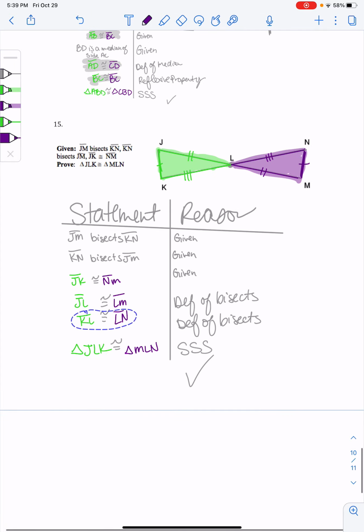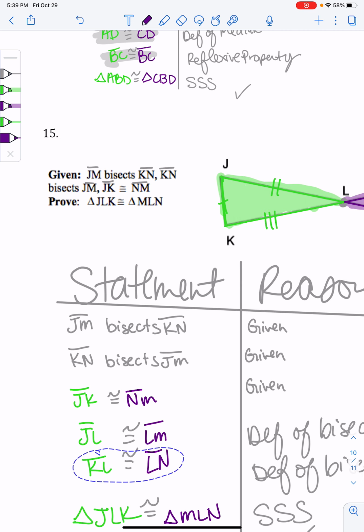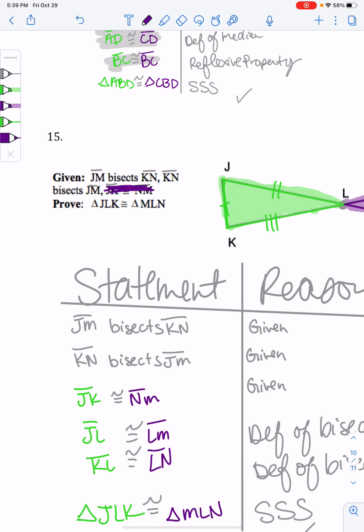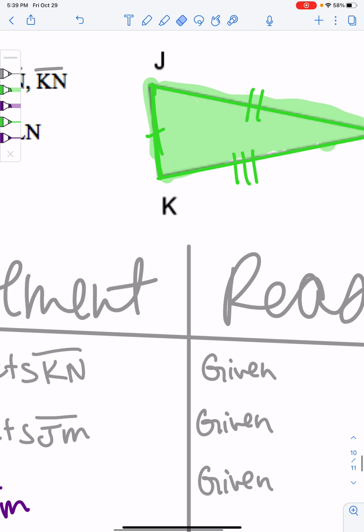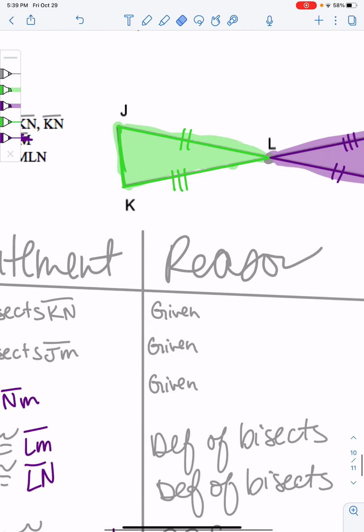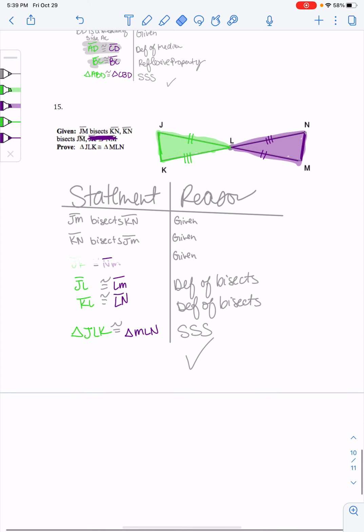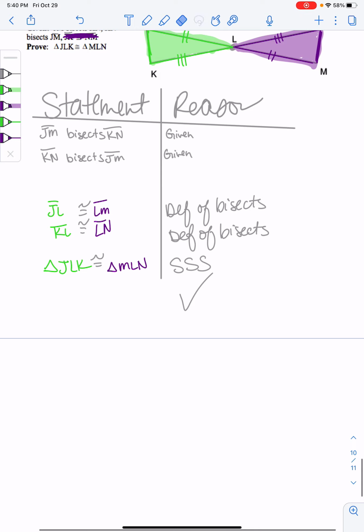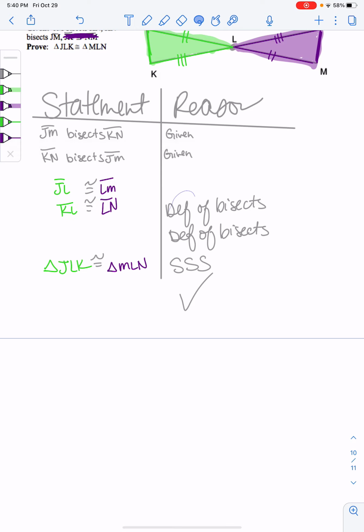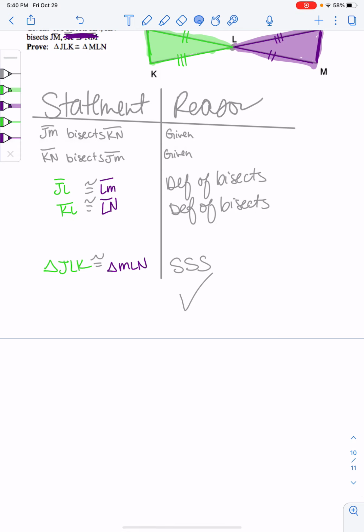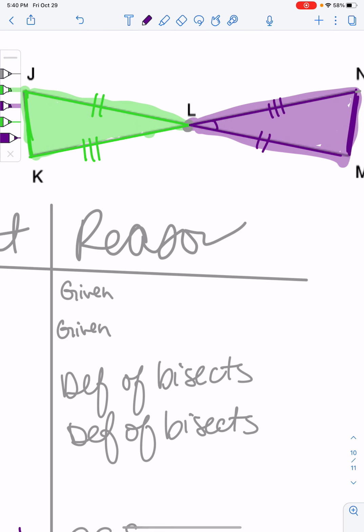So if we had this, let's say they just didn't tell us this part. What if they never even said anything about that? We didn't have these matching. And this was just not even in the given. We could actually still prove it. We have these two sides that match up. And we can say that this angle matches this angle.